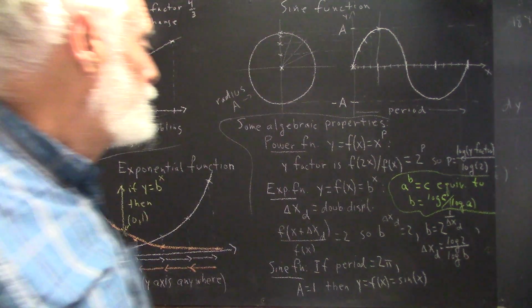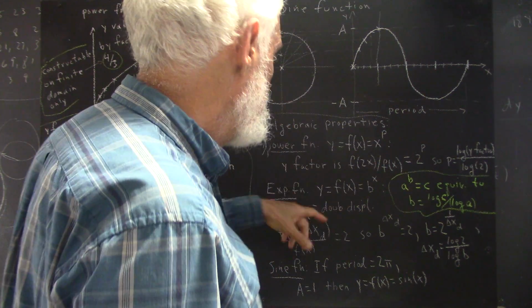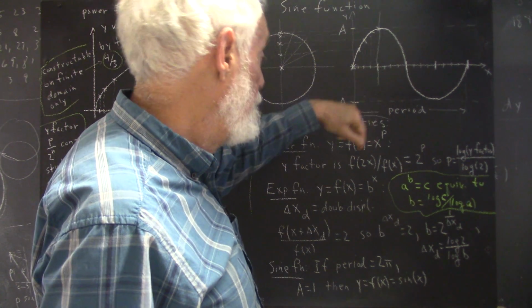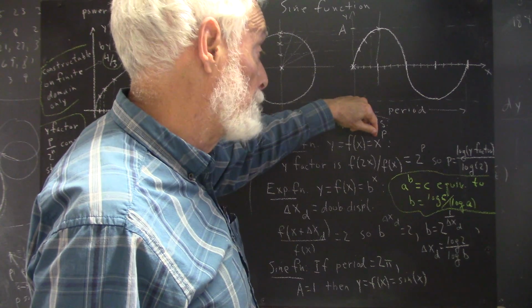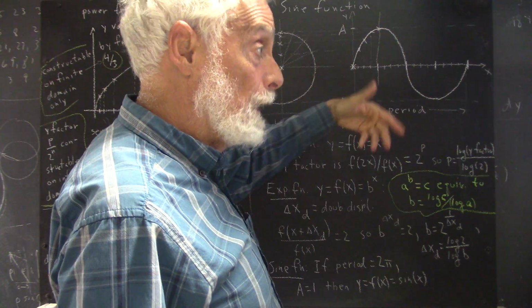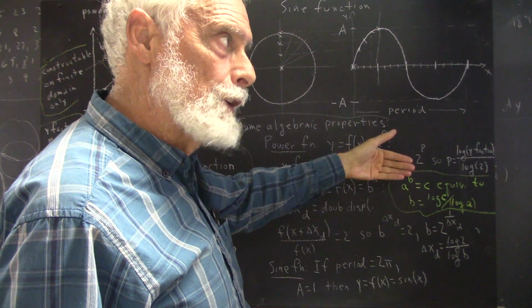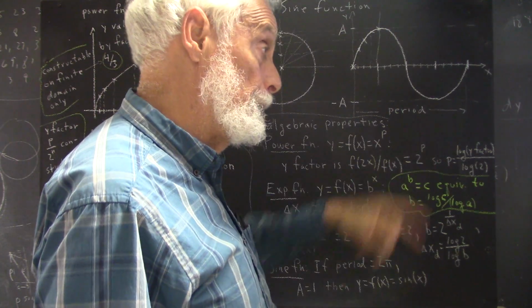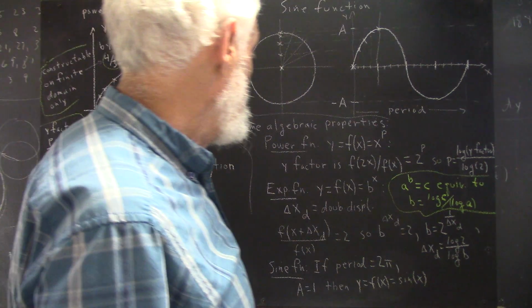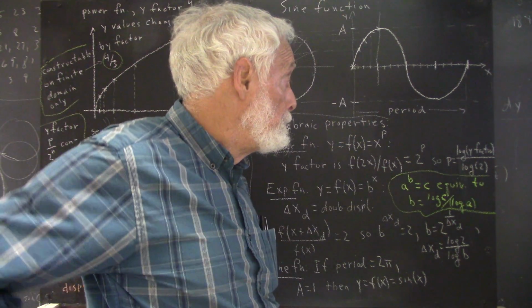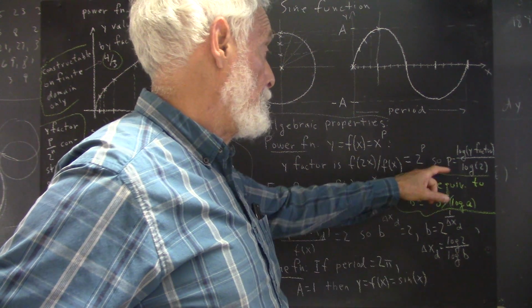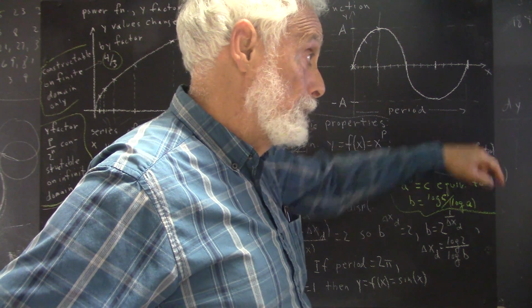So f of 2x divided by f of x is the factor by which y changes between here and here. And that has to be equal to, well, if the function is f of x equals x to the p, then f of 2x equals the quantity 2x raised to the p. The quantity 2x raised to the p is 2 to the p times x to the p. f of x is x to the p. x to the p divides out, leaving you 2 to the p. Now, you might not understand that from having heard it, but you've seen it. So if you don't understand it, go back and make sure you do. It follows that if the y factor is 2 to the p, then p is the log of the y factor over the log of 2.